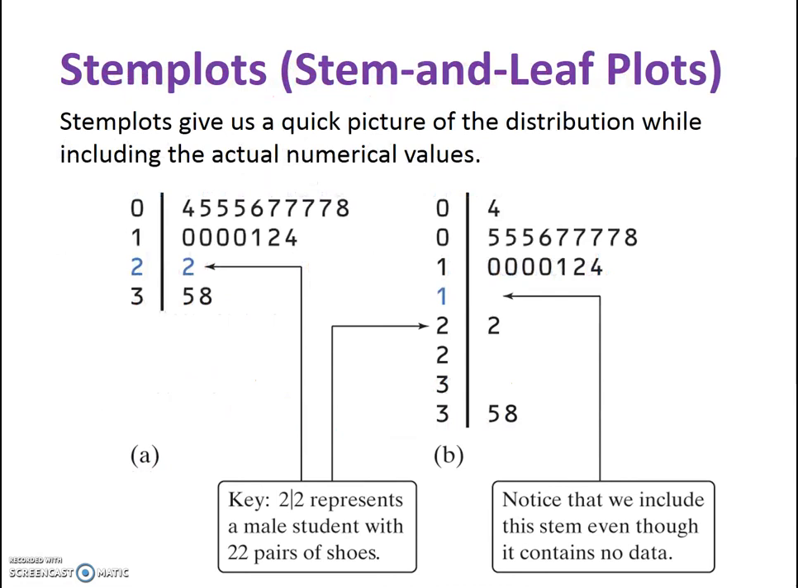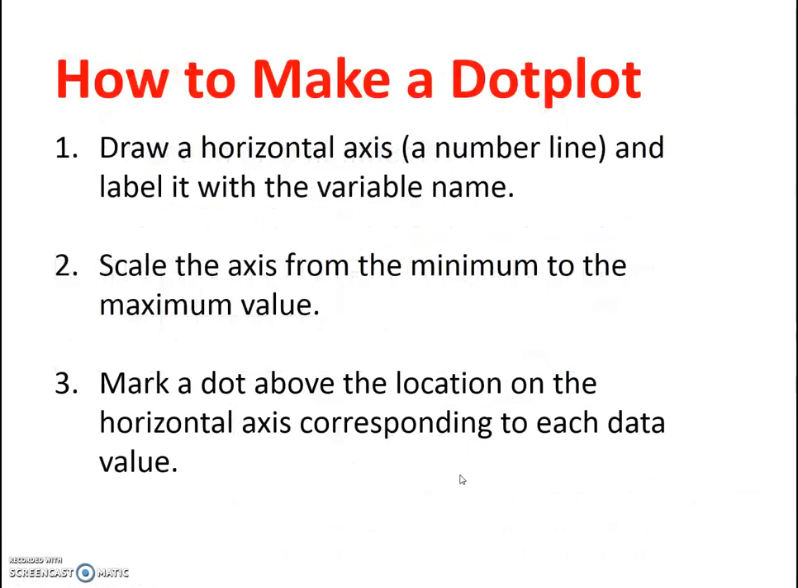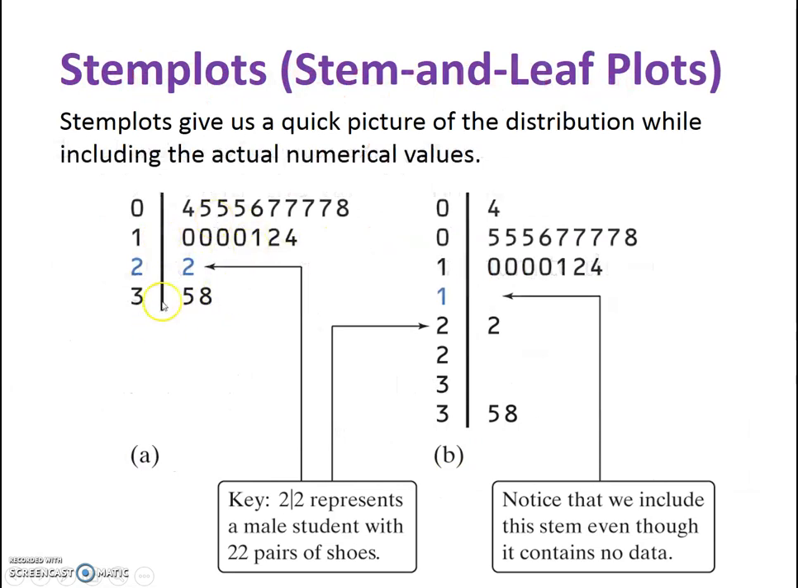The next type of way that we can display our quantitative data is with stem plots, also called stem and leaf plots. So be used to hearing both ways. Stem plots give us a quick picture of the distribution while also including the actual numerical values. Whereas in the dot plot, you just had dots. Now we have the actual values.